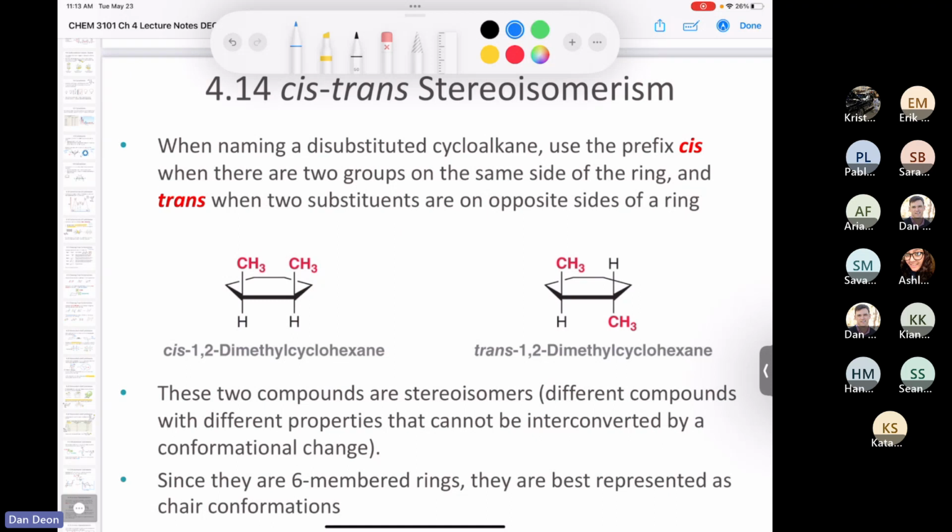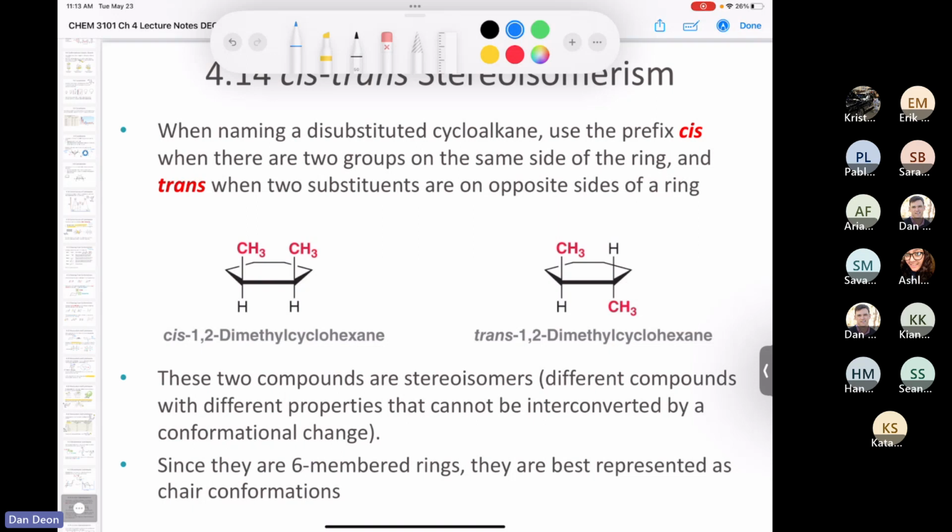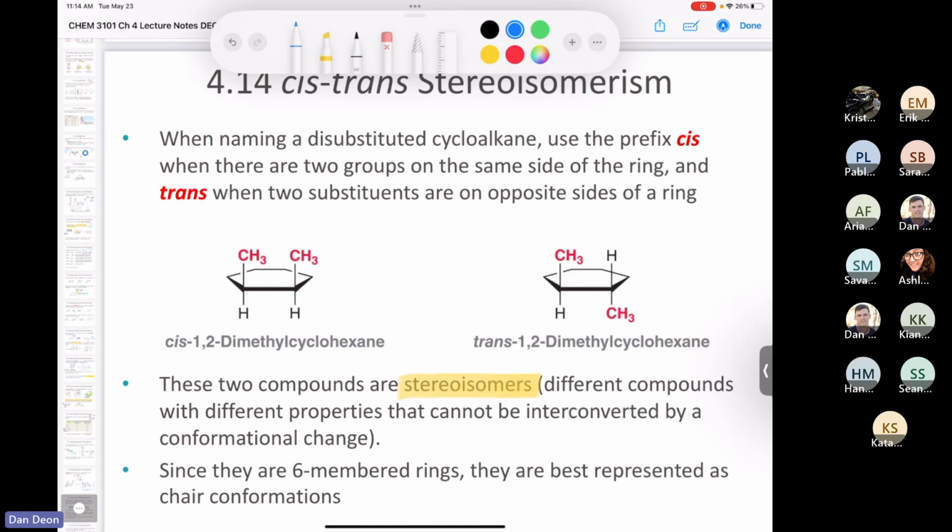Nothing more than that. These two compounds, we call them stereoisomers. So that's the first time I've used that word in this class. We're going to talk about this a lot in chapter 5, but you do need to know the definition. Stereoisomers are nothing more than constitutional isomers, but they can't be interconverted by a conformational change. So these two compounds have the same connectivity of their atoms, but they have a different arrangement in actual space. So it's actually in space that is the only difference in the two structures.